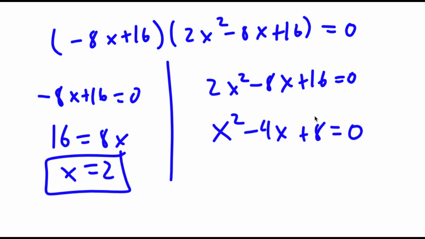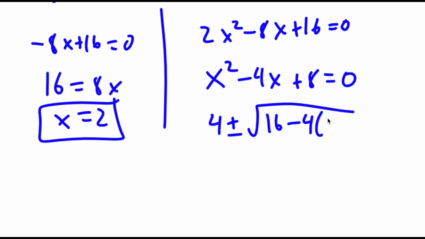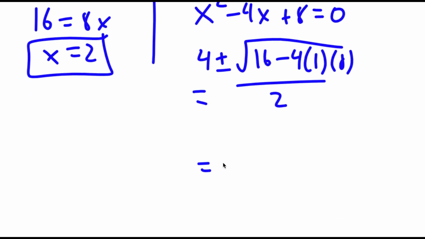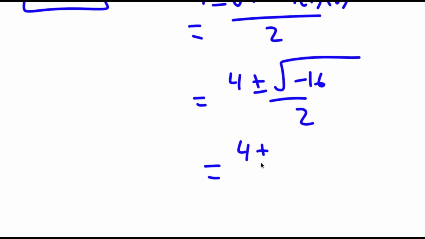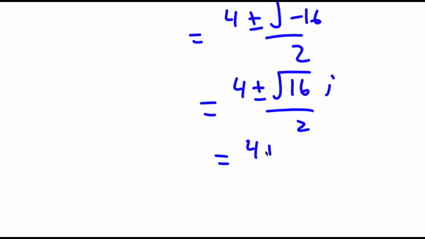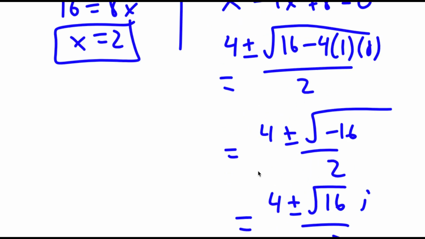And now to solve this, I'm going to use the quadratic formula, which is negative b, so negative of negative 4, which is positive 4, plus or minus the square root of b squared, so negative 4 squared, which is 16, minus 4 times a, which is 1, times c, which is 8, all over 2a, so 2. And this is equal to 4 plus or minus the square root of 16 minus 32, which is negative 16, over 2, which is equal to 4 plus or minus the square root of 16i over 2, which is equal to 4 plus or minus 4i over 2, which is equal to 2 plus or minus 2i. So these are my three solutions.